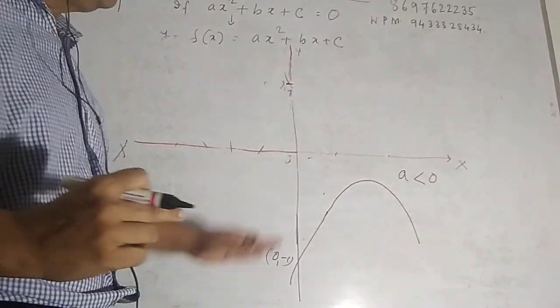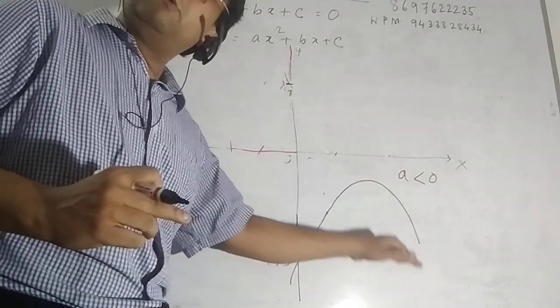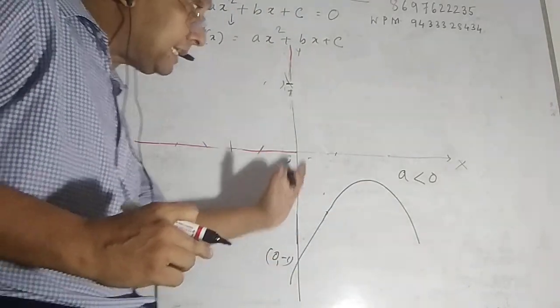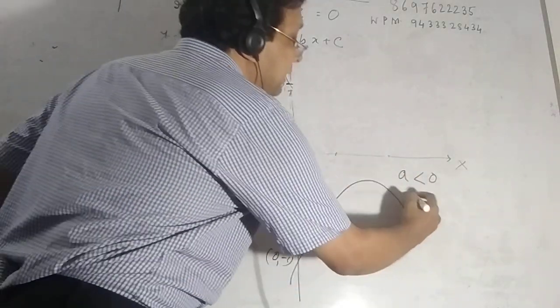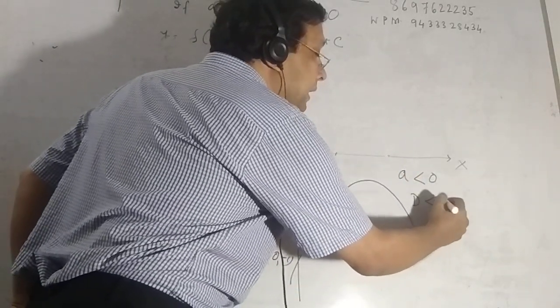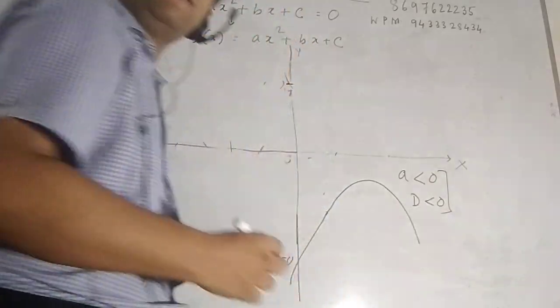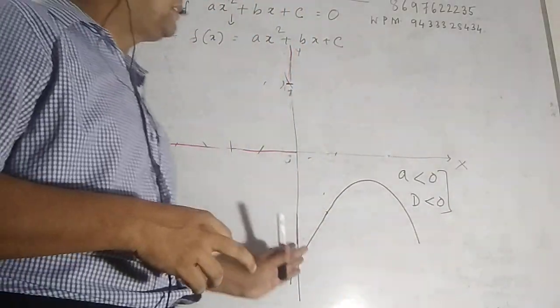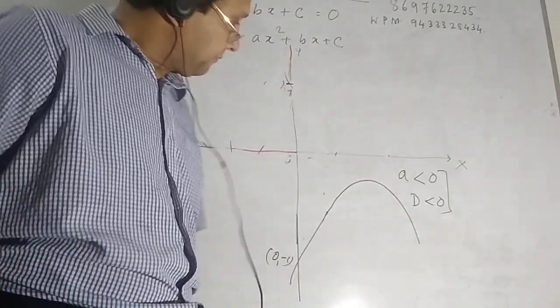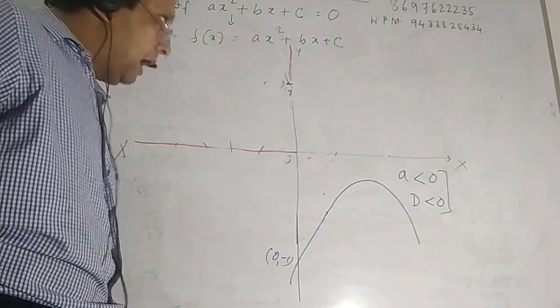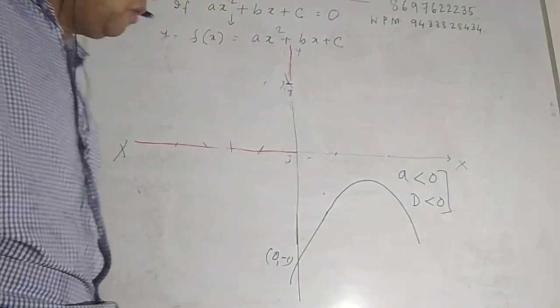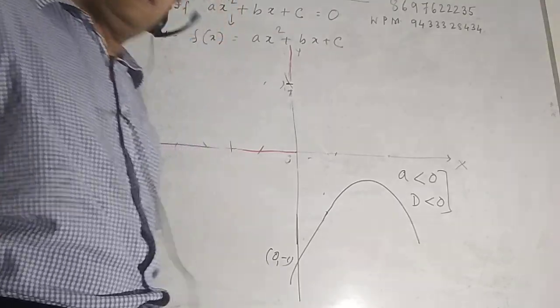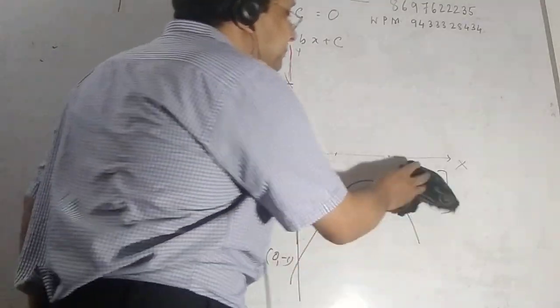Because a is negative, this parabola is inverted U-shaped, but it has not intersected the x-axis, and therefore D is also negative. So both have the same sign, that's why we get this type of parabola. Is it clear? So the next concept is, what happens if the parabola touches the x-axis?